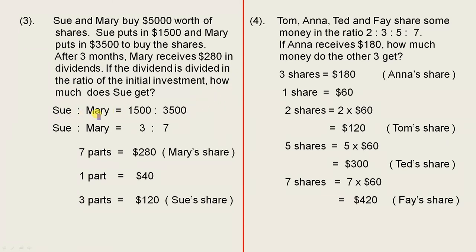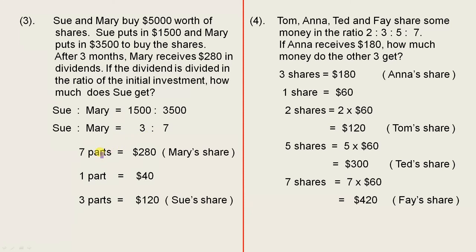So we have Sue and Mary, that's the order they're mentioned, and that's 1,500 to 3,500. That's the initial amount they put in, and that's the correct order. So if we simplify that ratio, just divide each of them by 500, Sue is to Mary is 3:7, so that's the ratio.